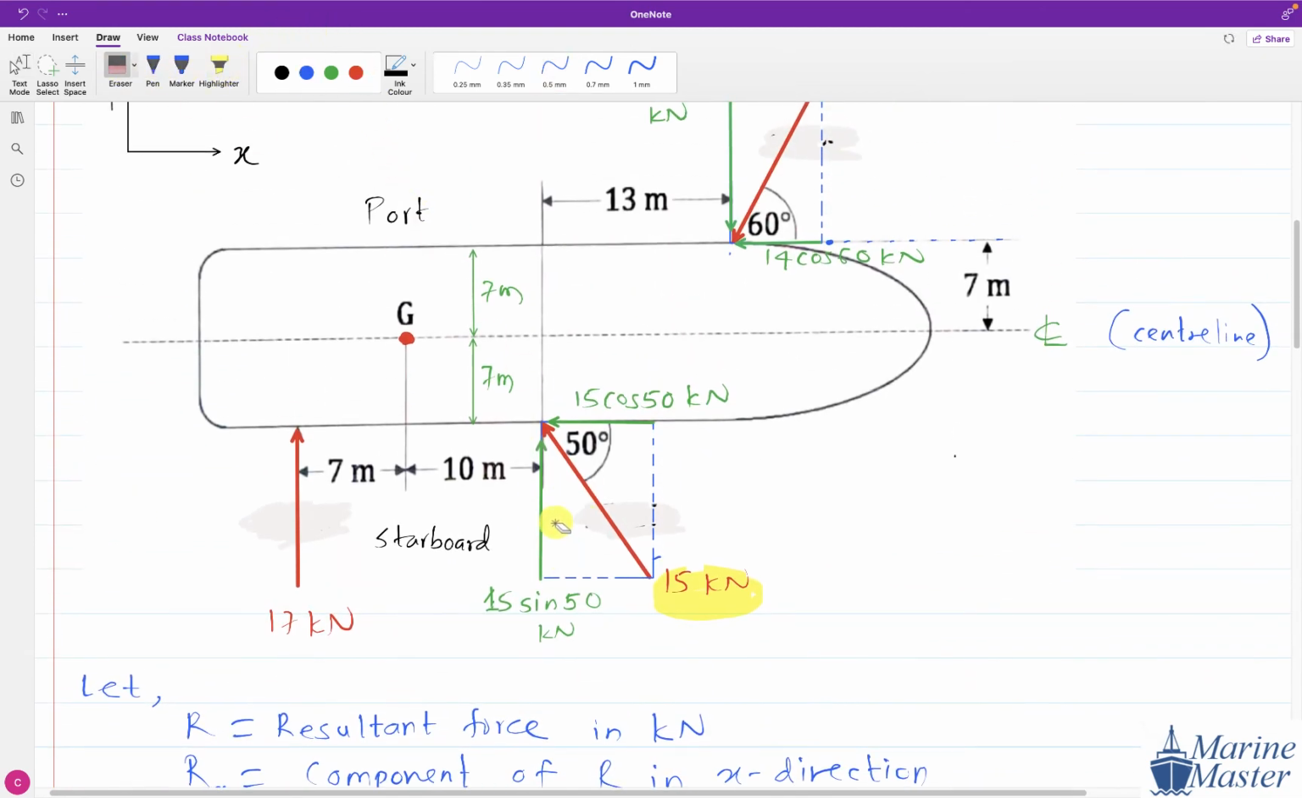Then we will have what? 15 sin 50. The perpendicular distance will be 10 meters. Clockwise or anti-clockwise? Sir, it will be clockwise. Observe once again.